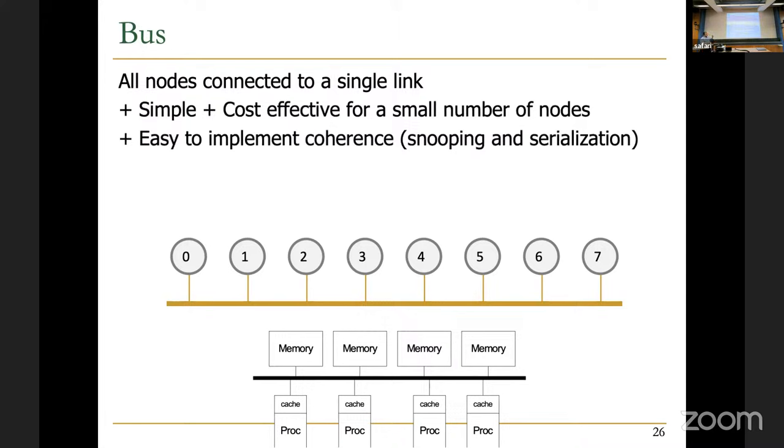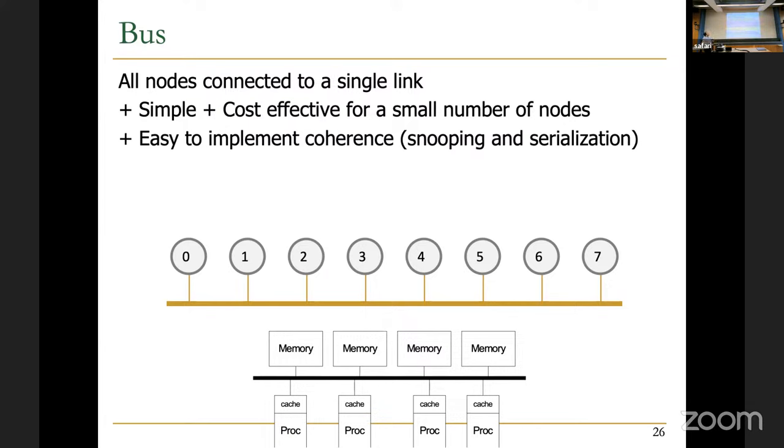The good thing about bus is that it's quite simple and cost effective for a small number of nodes. That's quite important. When you want to increase nodes, you just need to lengthen the bus and add another node. But essentially, at some point your bus is getting too long, and the RC delay of the bus is getting so high. Then your bus cannot operate at a relatively good frequency, and you need to significantly lower the frequency in order to make sure that your data is communicated correctly.